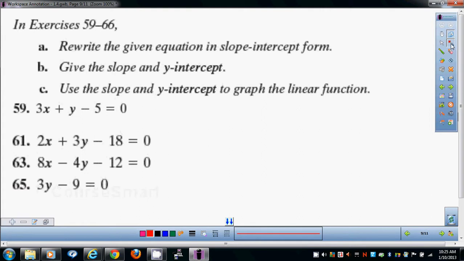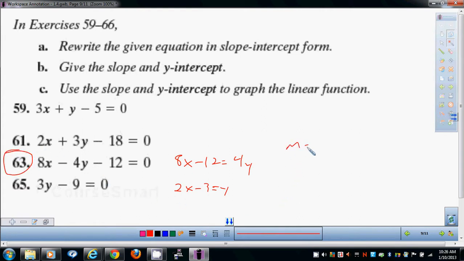Number 63, for instance, rewrite the given function in slope-intercept form. What's the whole key to getting something in slope-intercept form? Solve for y. Very good. So let's add the 4y to the other side. You might use a different order of operations than I do. That's fine. Divide by 4. Boom. There's part A. I'm doing, by the way, number 63.